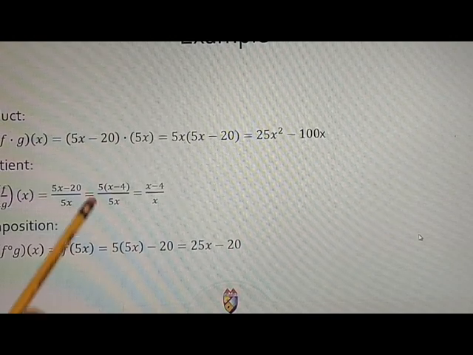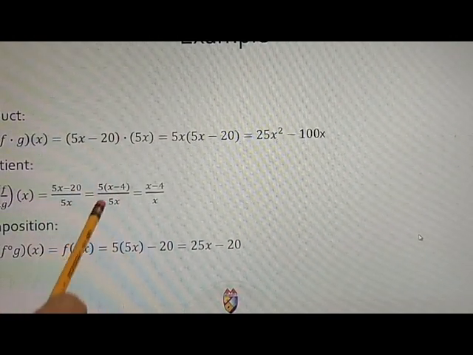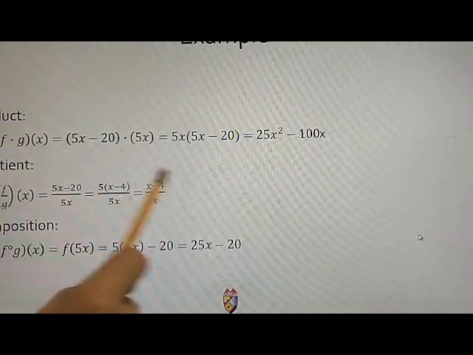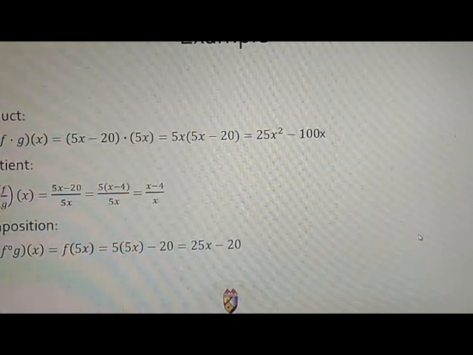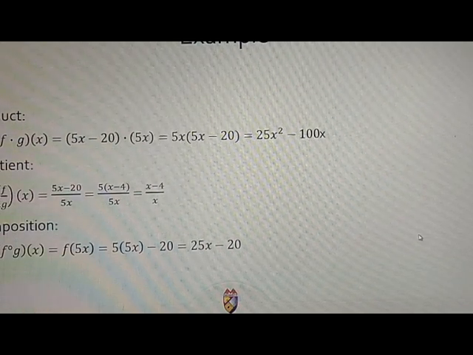Kasi, kinancel natin si 5. Okay? Kinancel natin yung same value. So, ang natira na lang is x minus 4 over x. Ito yun. Okay, composition. Composition of g of x.